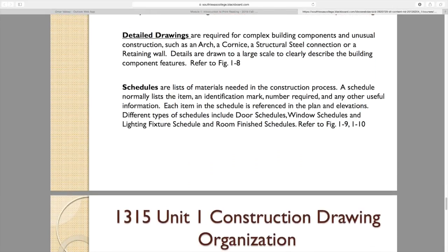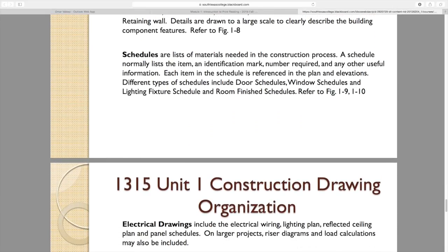Schedules are more for the commercial aspect of it. It gives you what doors, how many windows, what type of windows, what type of flooring, what type of wall, what type of schedule. You can also find what type of colors you're going to put on each wall. So you find those on schedules.